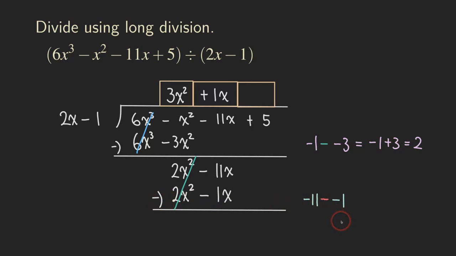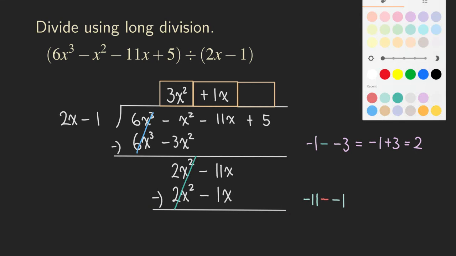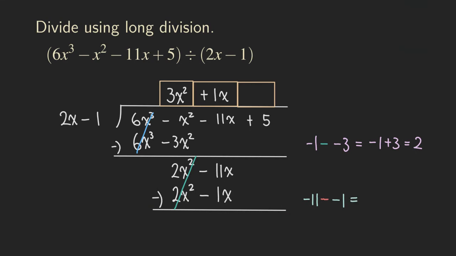And then what do we get here? We can get -11 plus, right? Because the minus will change into a +1. So we are going to get -10. Okay, so see what's going on here? We are getting -10 for this number right here. So that's our leading term for the next step.